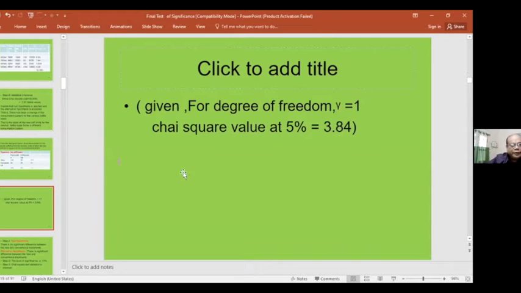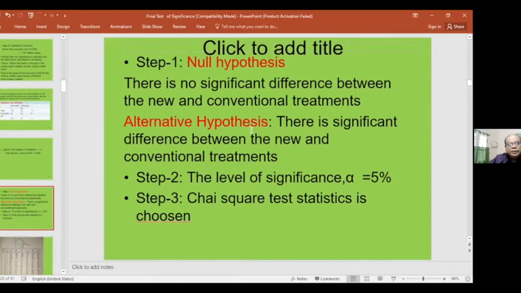Now let us begin. Let us test whether there is any difference in the efficacy of these two types of treatment, the new treatment and the conventional treatment. Now, the hypothesis: there is no significant difference between the new and the conventional treatment. You can say it like that also. The alternative would be that there is a significant difference.